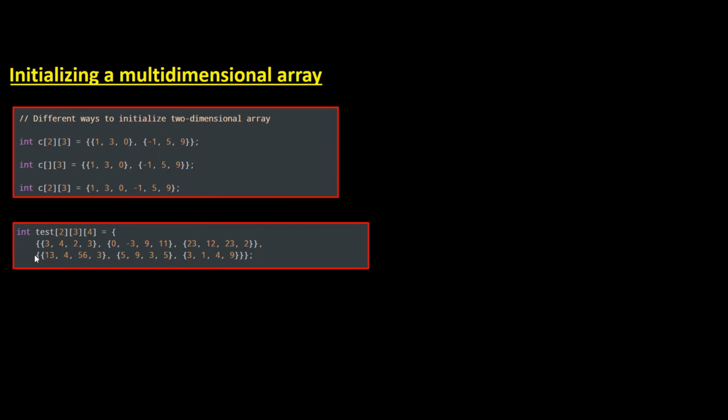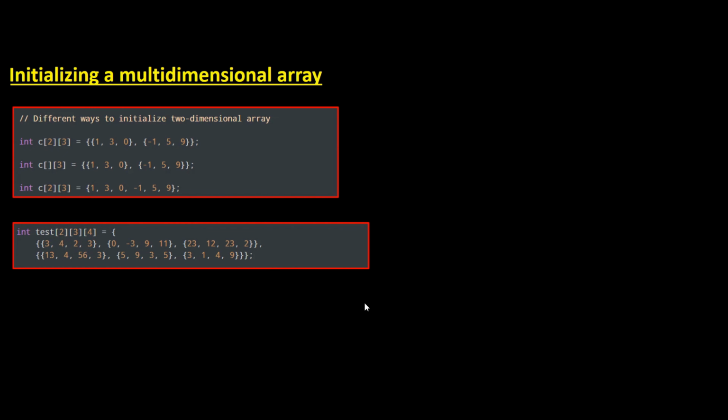The 3-dimensional array can also be initialized in the same way. We have here test of 2, 3, 4. So we have 2 lines. This is the first line, and this is the second line. Inside each line, we have 3 elements. We have 1, 2, 3, and inside each element we have 4 columns. We have 1, 2, 3, 4.